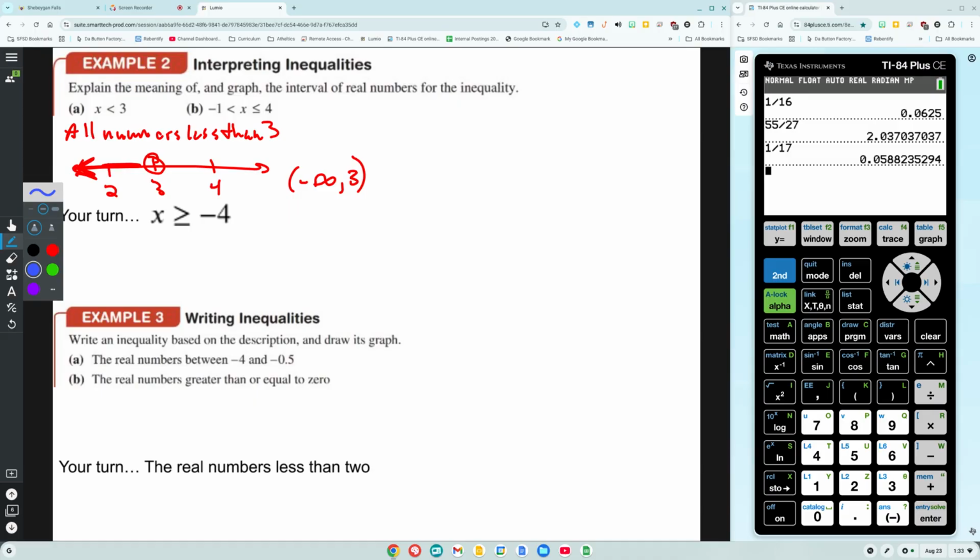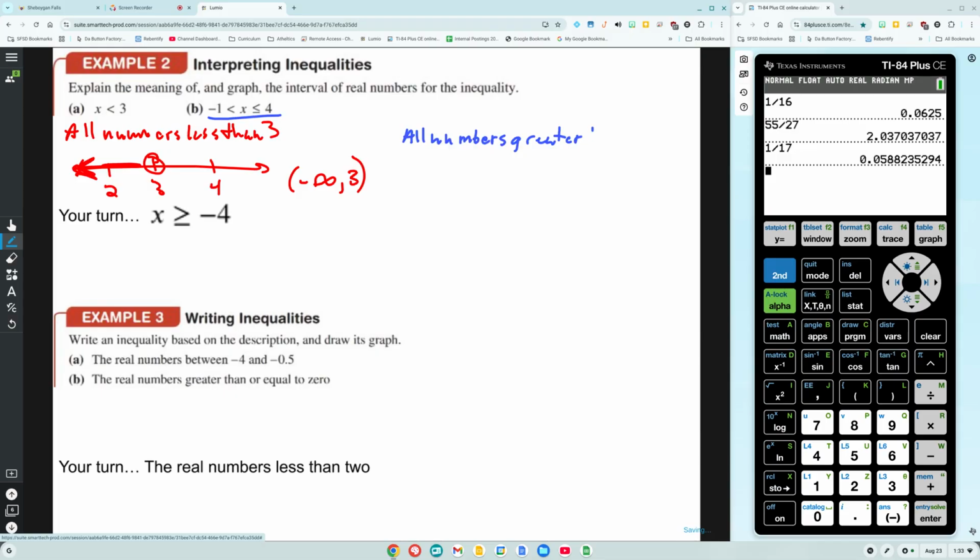B, same exact idea here, except for now my inequality is different. That has, let's see here, we have all numbers greater than -1 and less than or equal to 4.